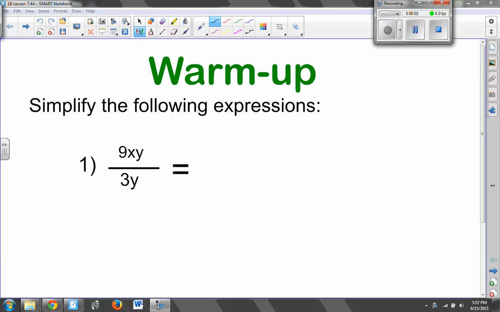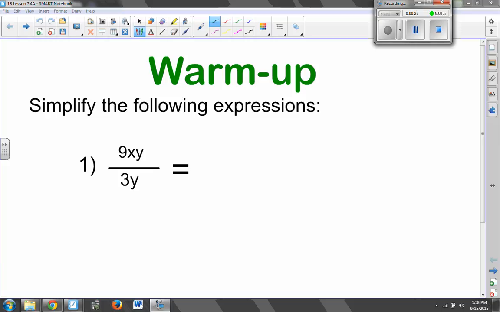Okay, Algebra 1B. Welcome to part 1 of lesson 7.4. We are going to start right here with this one warm-up problem to sort of get us going for what we're going to be looking at today, which is dividing exponents. We've been multiplying exponents for a number of days. Now we're going to be dividing expressions with exponents in them.